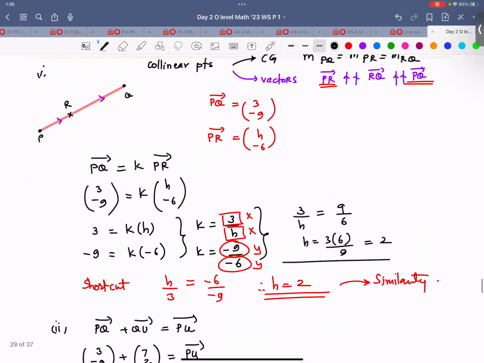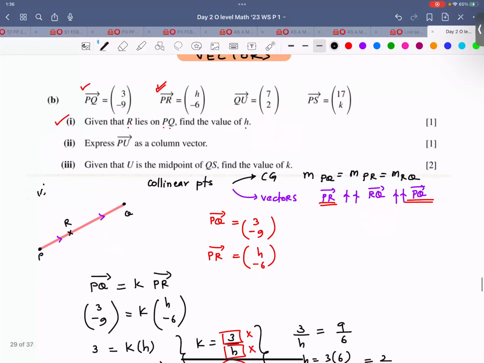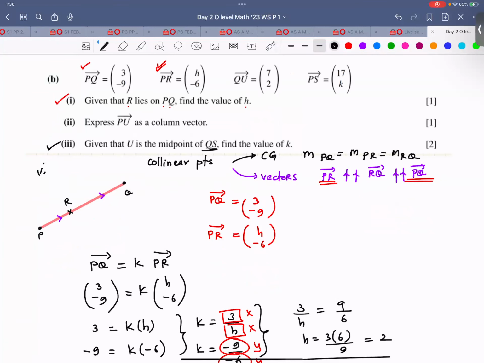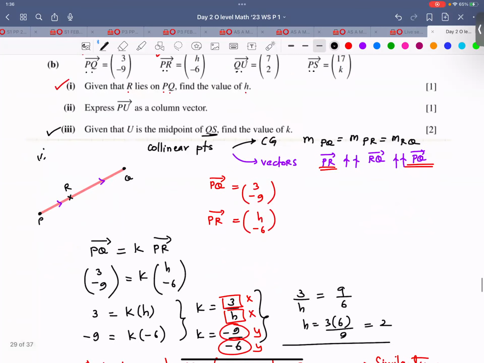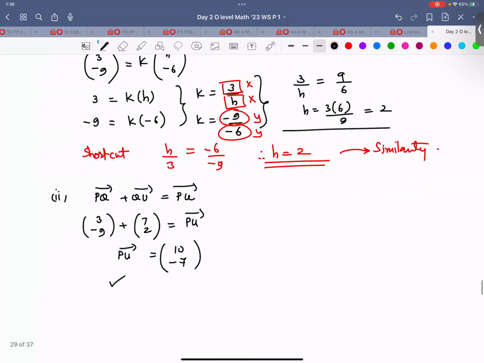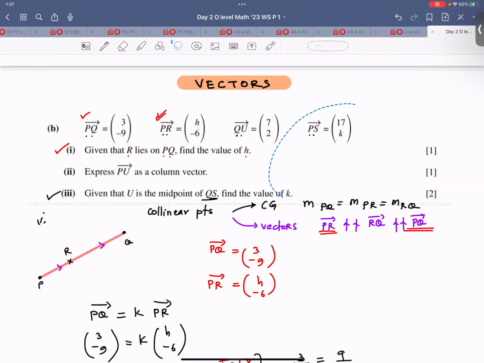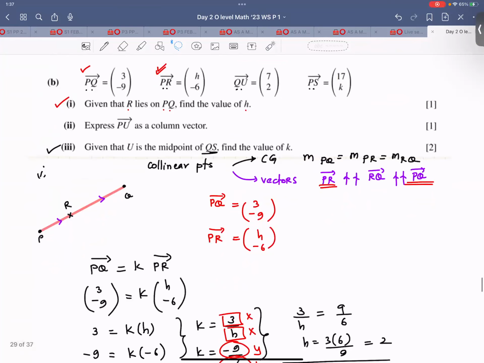What else is there? Given that U is the midpoint of QS, we don't have QS, but we have PQ, we have PR, we have QU, we have PS. We can find QS. Yes, we can find the value of K. First of all, let us find QS. Do we have QU? Yes. And do we have PS? So let's connect the two. Let me copy this diagram and add a page to it, because I'll be using this particular diagram.